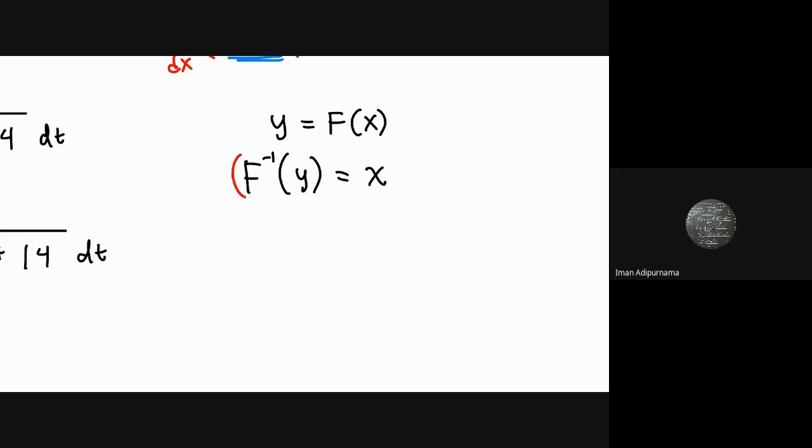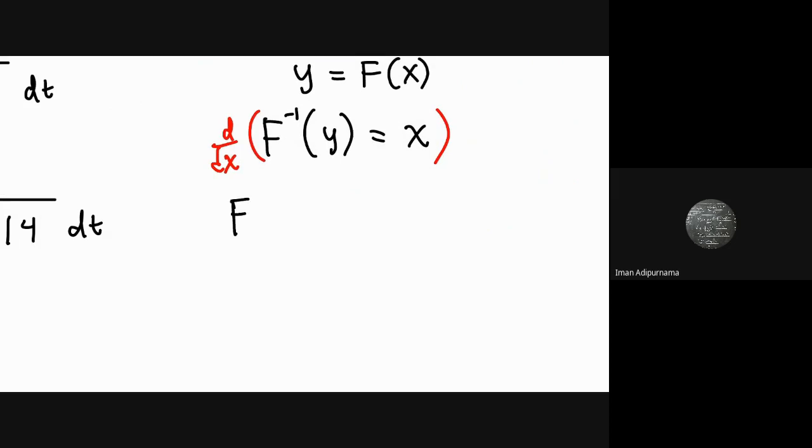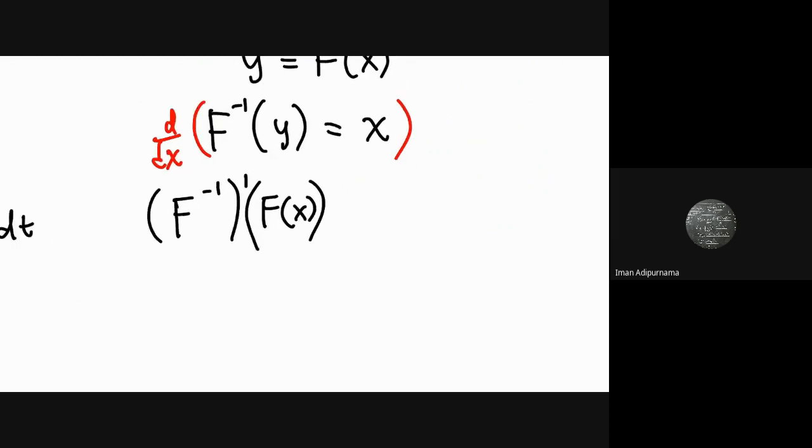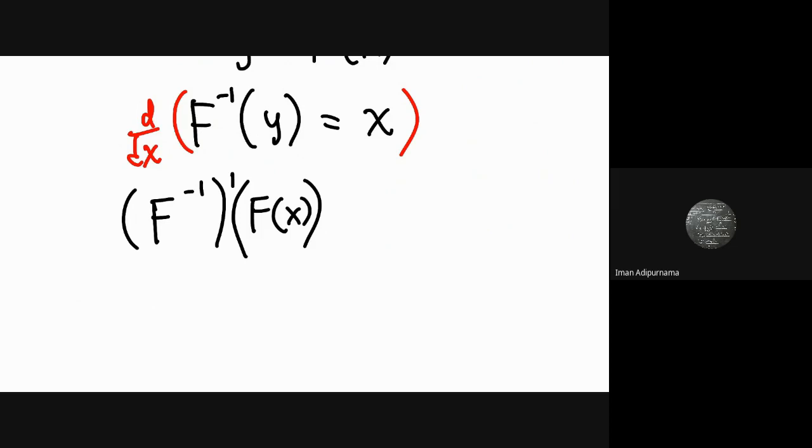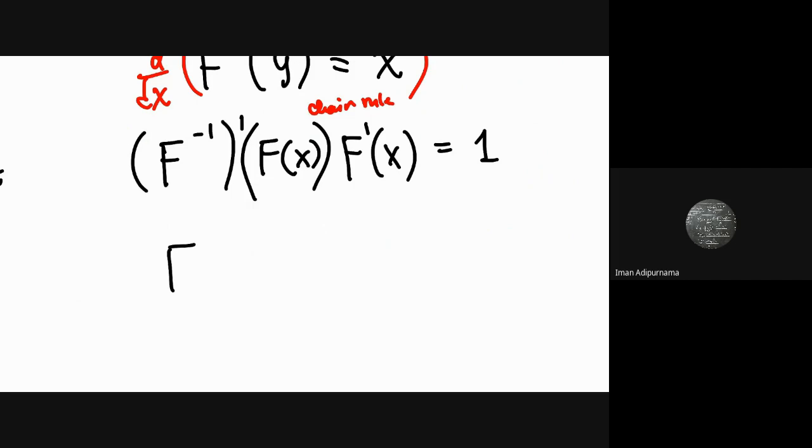Let me clarify and remind you how to derive this. If we differentiate this, then this is f inverse prime, the derivative of f inverse of y, where y is f of x. I hope you don't mind me writing like this. Then the chain rule: the derivative of f inverse of y, we need to multiply by y prime, or f prime of x. Chain rule. And then this equals 1. So this is one component here.